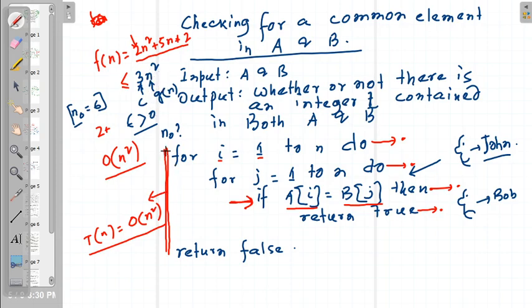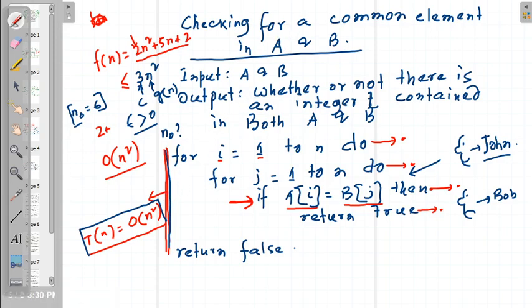So here this double for loop is boiling down to order of n square, that we have directly written here, T(n) equal to order of n square, and this is the way we will be analyzing algorithms.